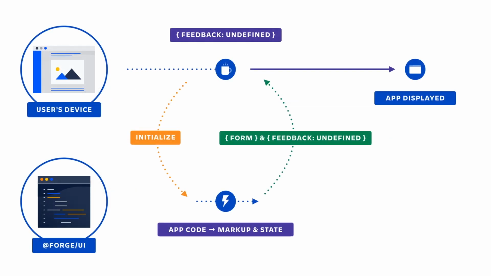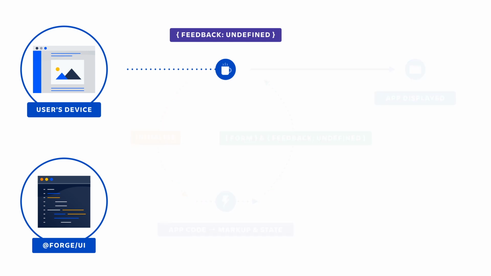As you can see in this diagram, FordUI's solution to this is to send the app state back to the user's device, alongside the markup. In our example, we return feedback as undefined along with our form and text field, and the app is then displayed as normal. The state is now stored locally on the user's device while we wait for the next time that the app needs to be invoked.